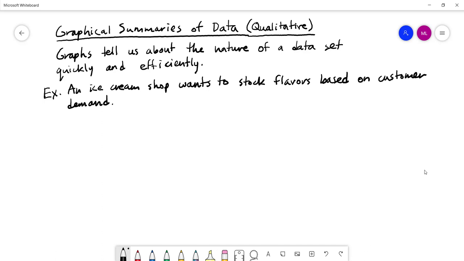One idea is maybe we just take a look at the last 100 people to order ice cream, and we could see what their orders looked like, or maybe the last 1,000 people. We could do a random sample. In this case, let's just keep it easy. Let's just say they record the last 100 sales, and they get the following list of data.